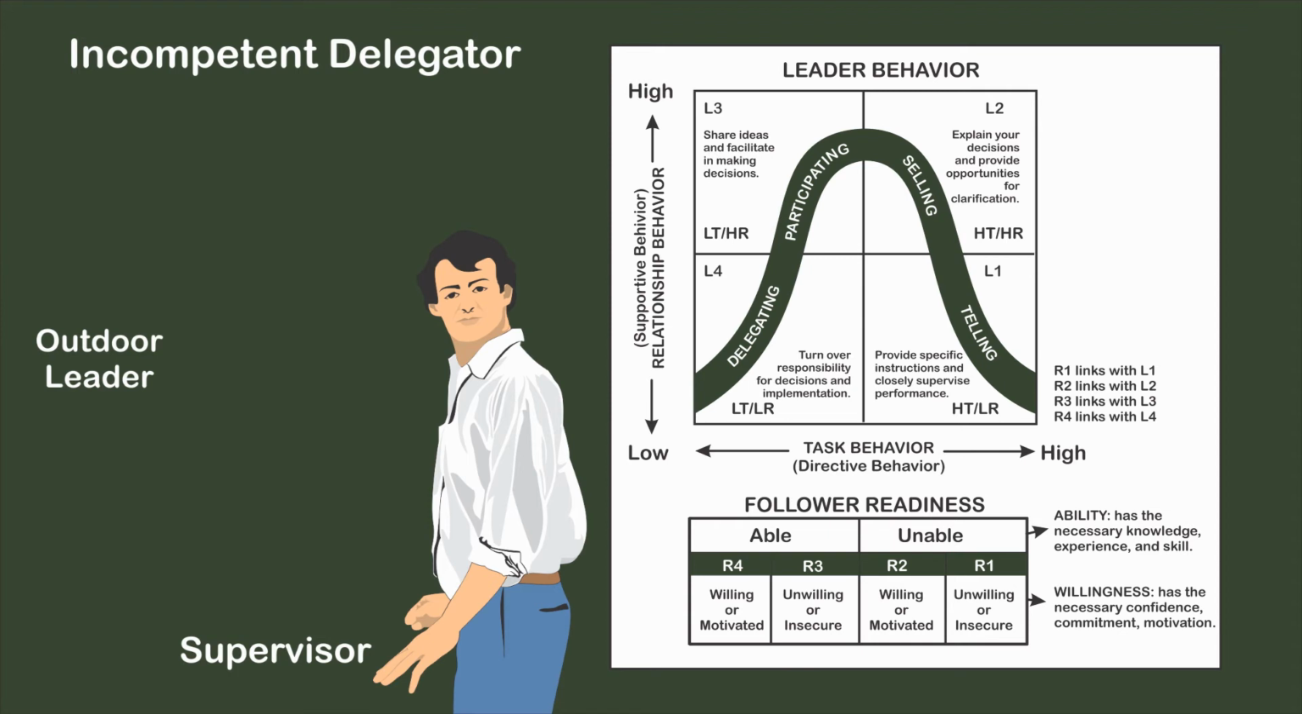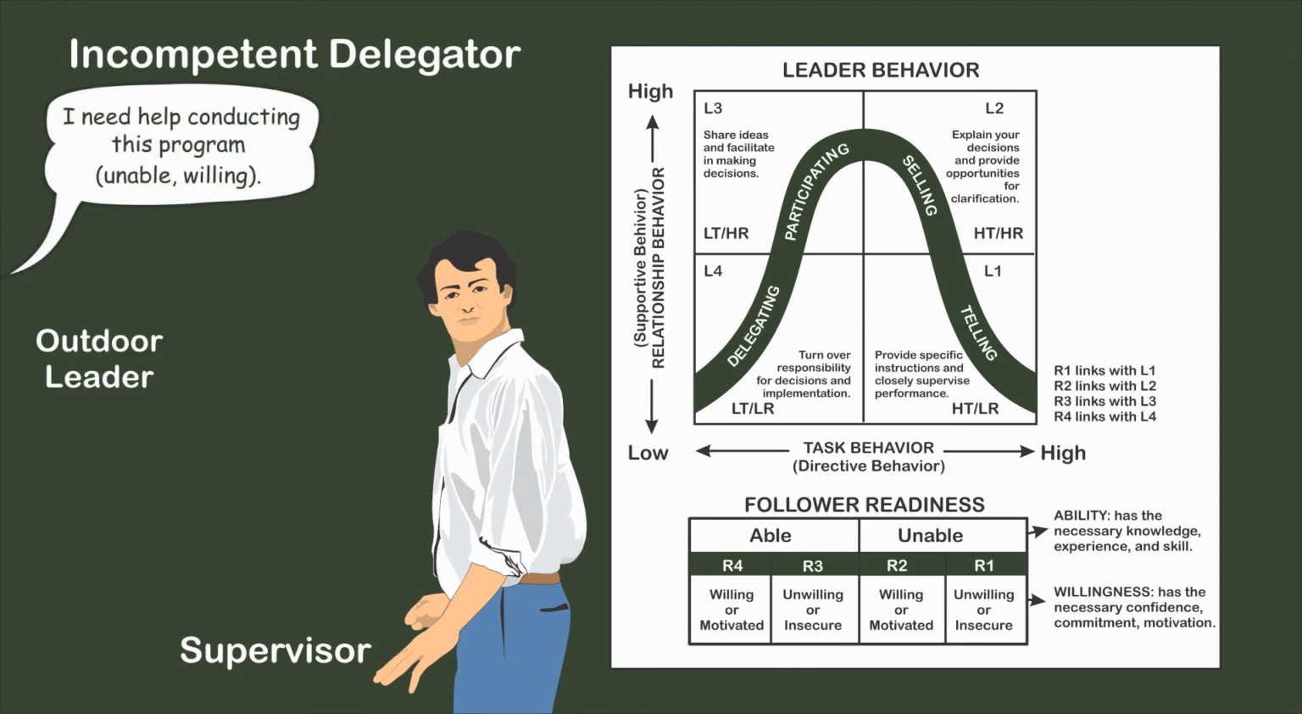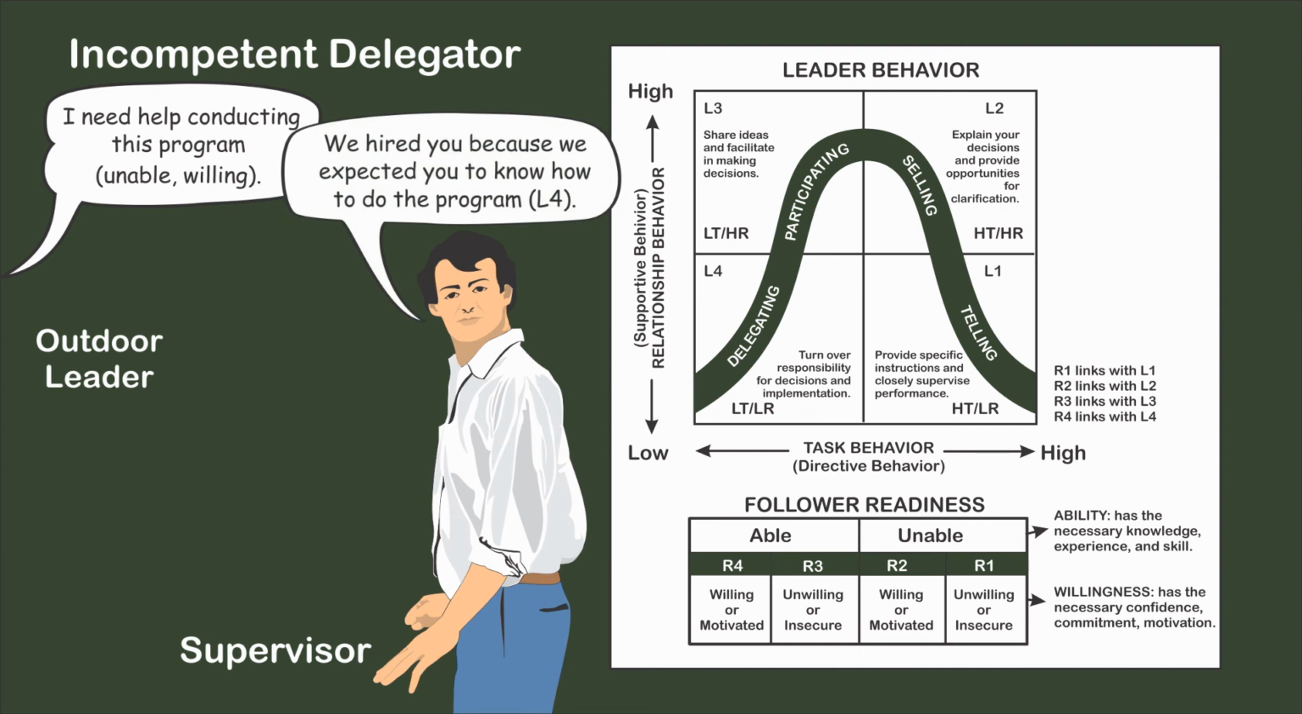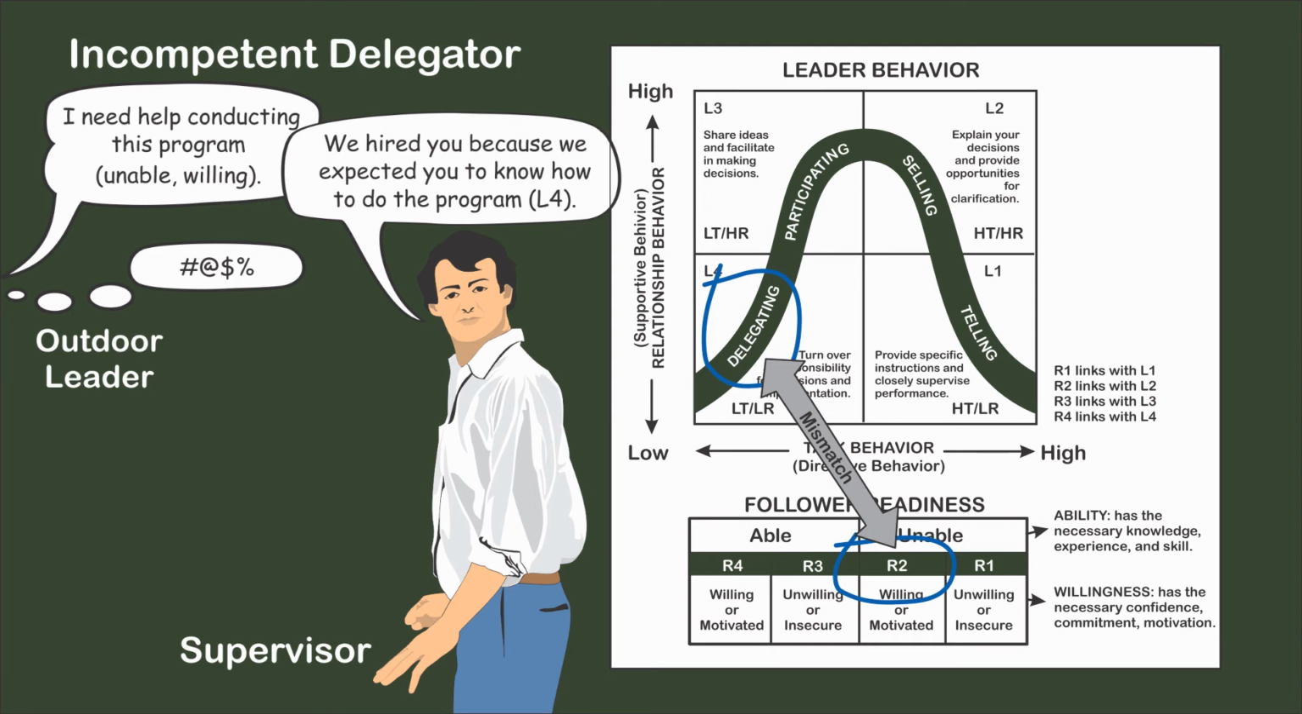Since the incompetent delegator doesn't know how to do it himself, he delegates the task to the follower. Unfortunately, the follower lacks the ability, which is why they are asking for assistance in the first place. The follower is in R1 or R2 readiness state. The leader is using an L3 or L4 leadership style. There is a mismatch and frustration results.